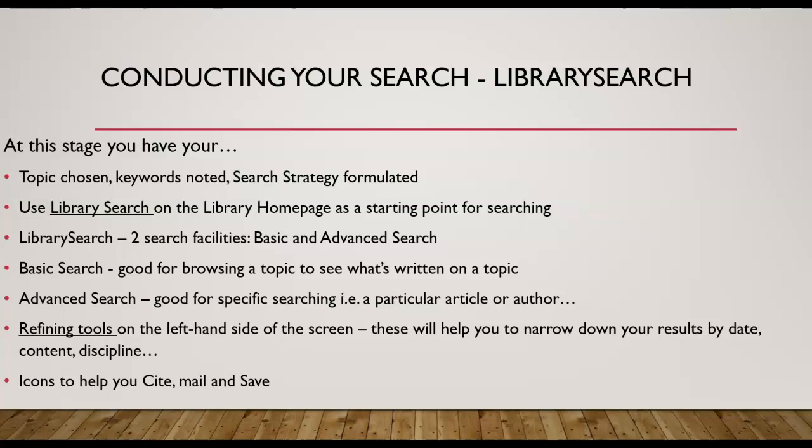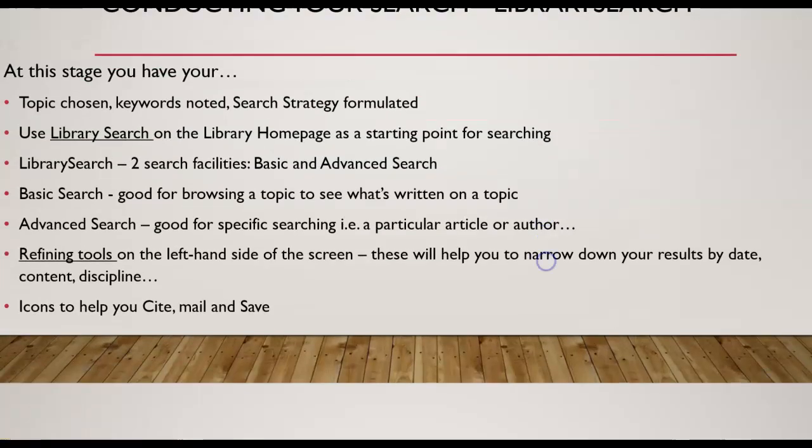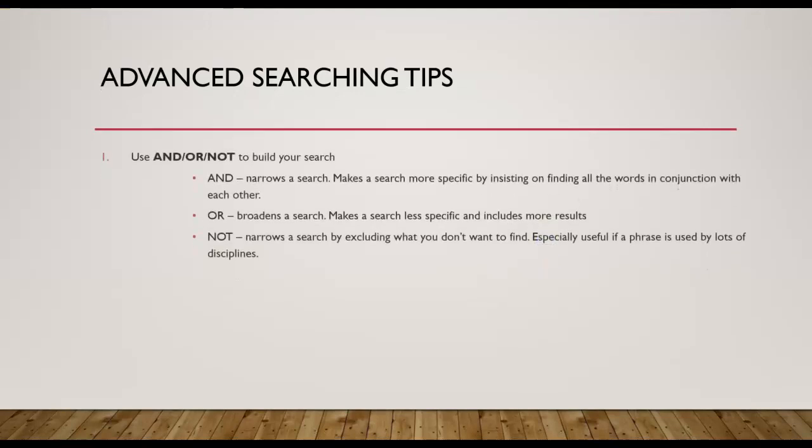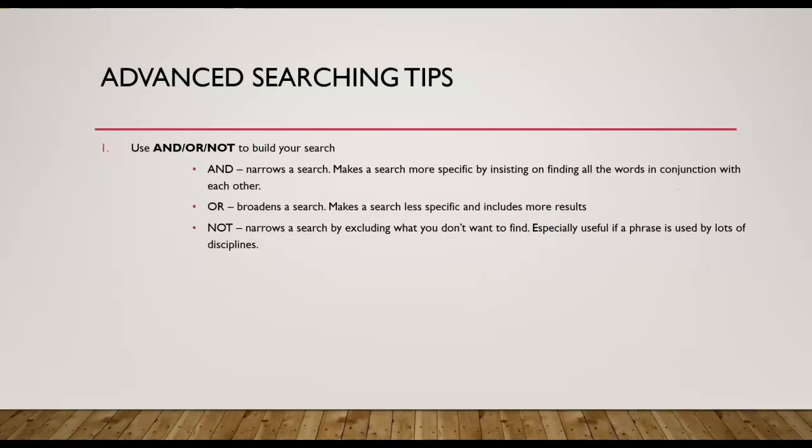So if you know a particular author or a particular subject area that you want, and you have specific keywords, you can use your advanced search. There are refining tools on the left hand of the screen. You're probably familiar with these, and they'll help you to narrow down your results by date, content, and discipline. And there are other icons that will help you to cite, mail, and save your results. Some of the advanced searching tips that we have: you can use and, or, and not. These are Boolean operators to help you in your searching.